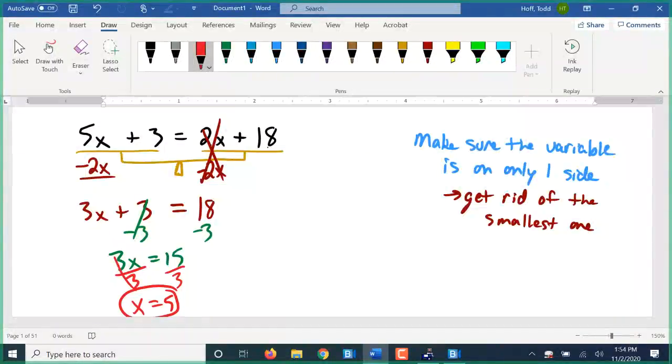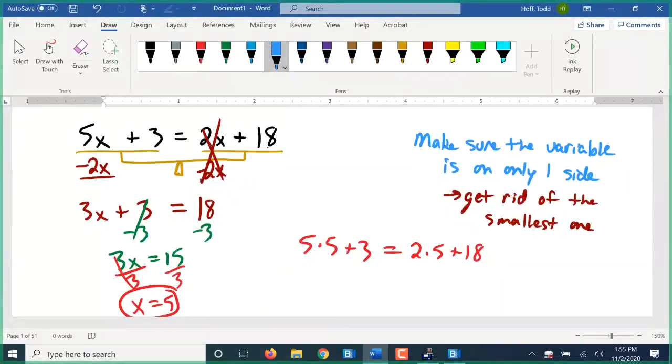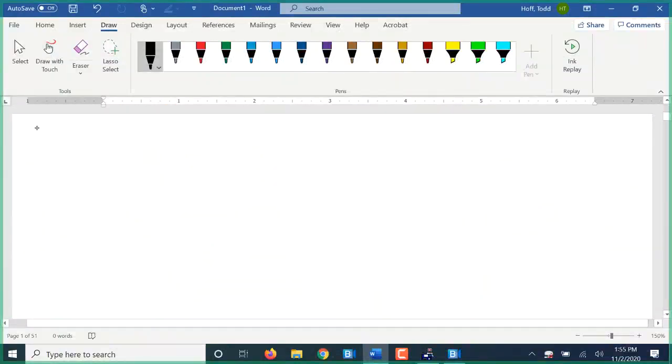And just like any of our other equations, we can always go back to the original equation, put in 5 for x, and see if we get the same value on both sides. 5x plus 3 becomes 5 times 5 plus 3 equals 2x plus 18 is 2 times 5 plus 18. On the left side, 5 times 5 is 25 plus 3 is 28. On the right side, 2 times 5 is 10 plus 18 is 28.